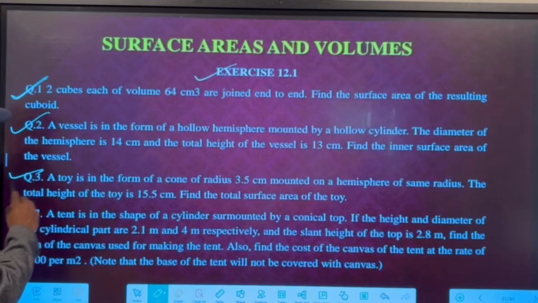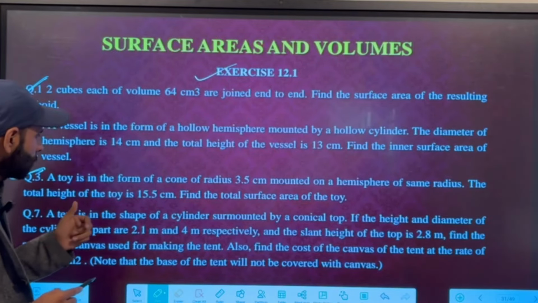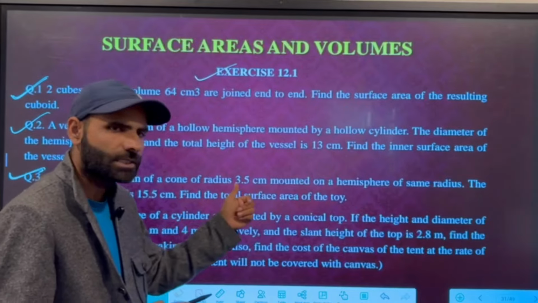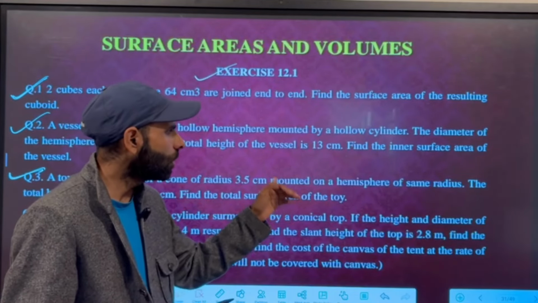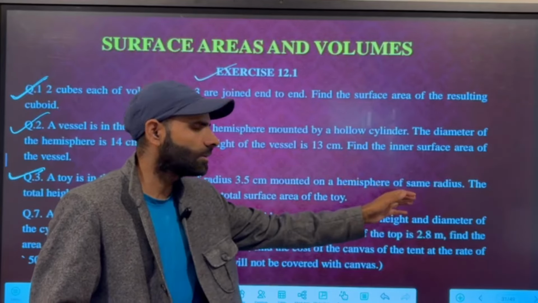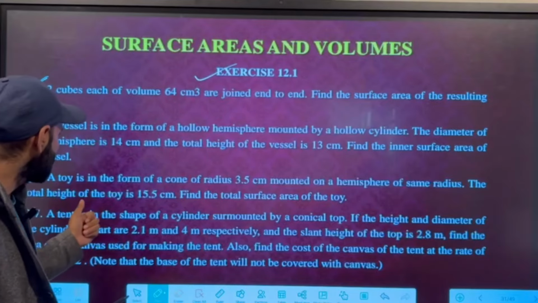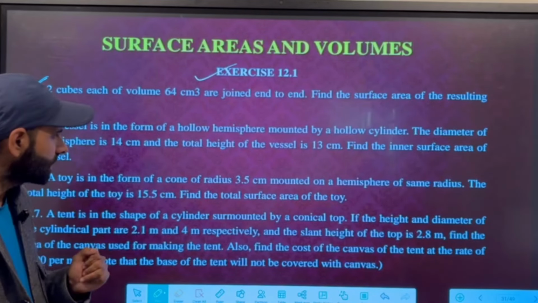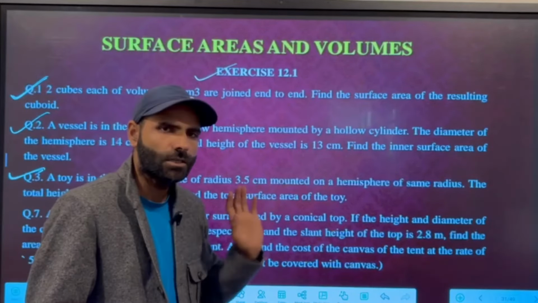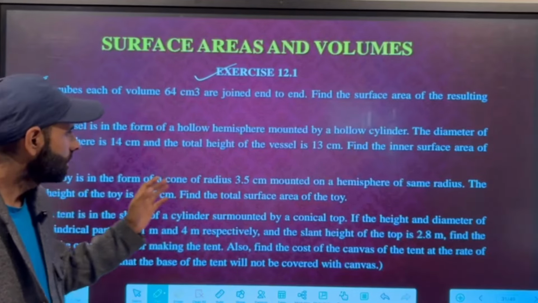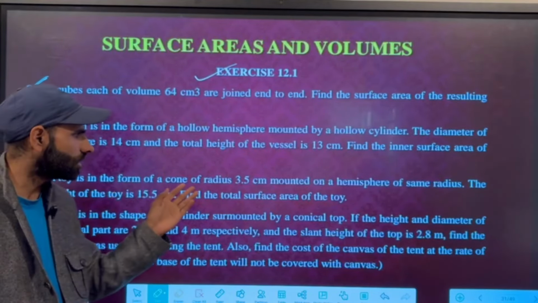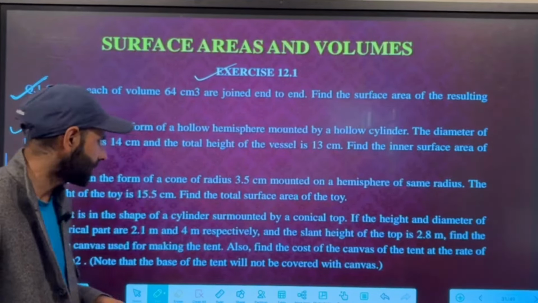Question number 3 is also important. A toy is in the form of a cone of radius 3.5 centimeter mounted on a hemisphere of same radius. The total height of the toy is 15.5 centimeter. Find the total surface area of the toy. You will find this by calculating the curved surface area of cone and curved surface area of hemisphere.